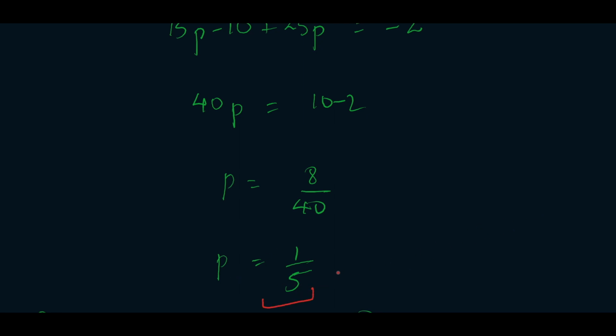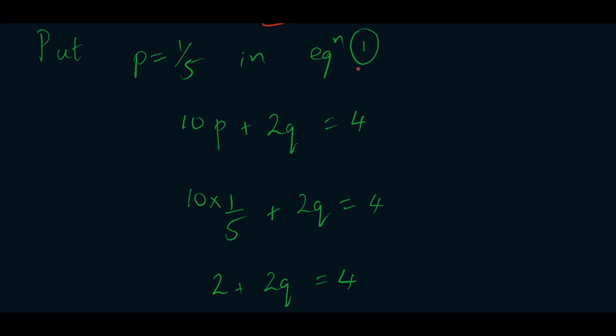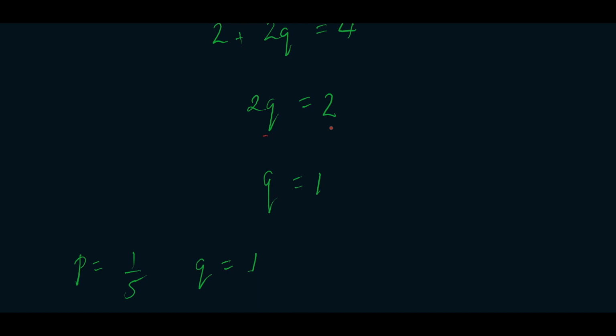Now we put the value of p equals to 1 by 5 either in equation 1 or in equation 2. So here we put p equals to 1 by 5 in equation 1. Our equation 1 was 10p plus 2q equals to 4. So we put the value of p equals to 1 by 5 in the place of p. So it is 10 multiplied by 1 by 5 plus 2q equals to 4. So this gives us 2 plus 2q equals to 4. So solving this we get 2q equals to 2, hence the value of q comes out to be 1.